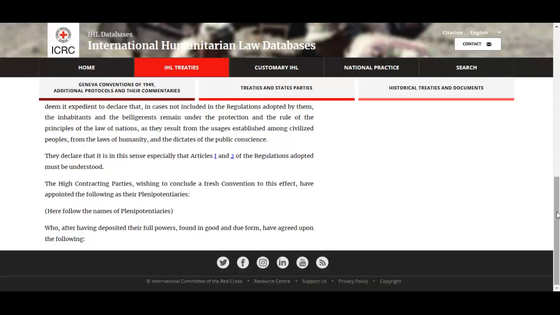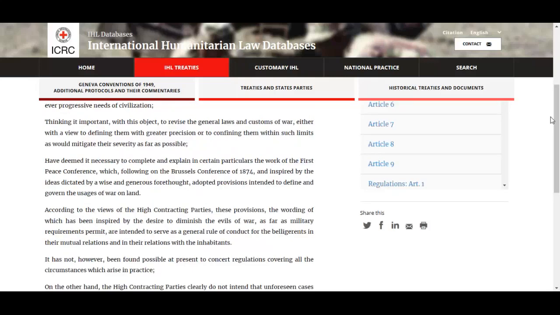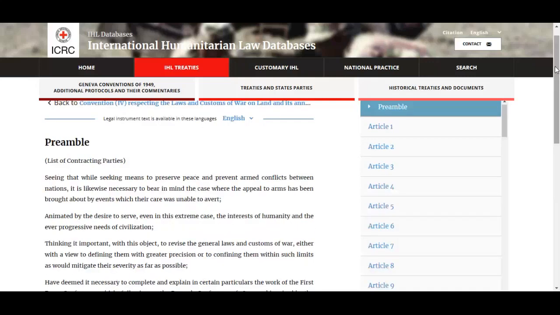who, after having deposited their full powers, found to be in good and due form, have agreed upon the following.